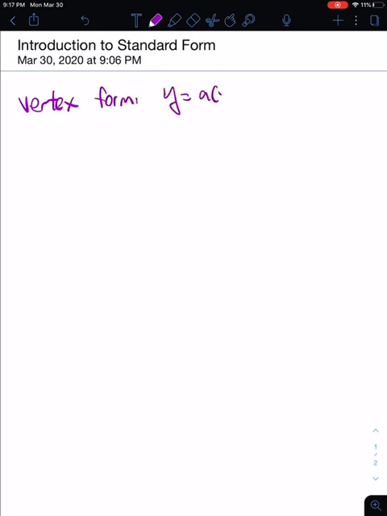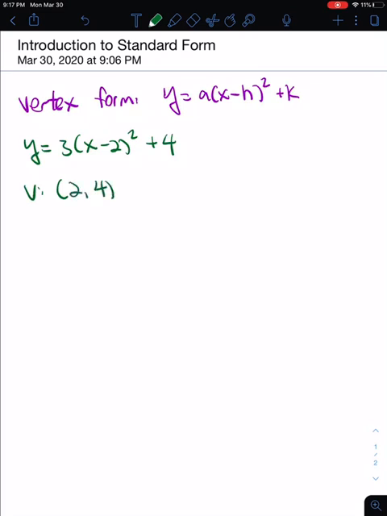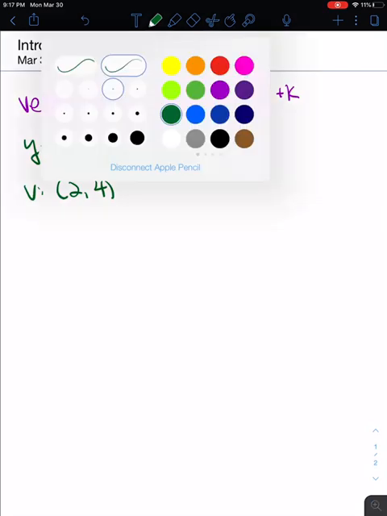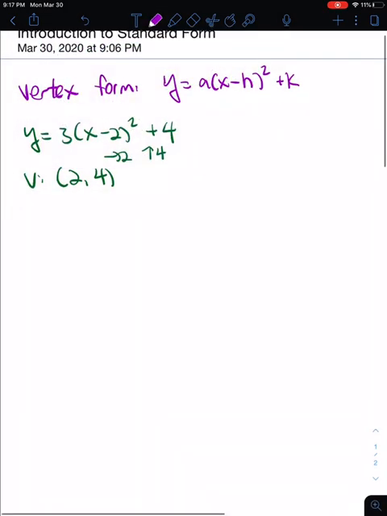So we first have vertex form, where the general equation was something like this: a times (x minus h) squared plus k. So for example, we could have y is equal to, let's say, 3 times (x minus 2) squared plus 4. So that will be an equation that's in vertex form. In this case, my vertex will be at (2, 4) because I'm being shifted to the right 2 and up 4. So there's my vertex. And so that's vertex form.